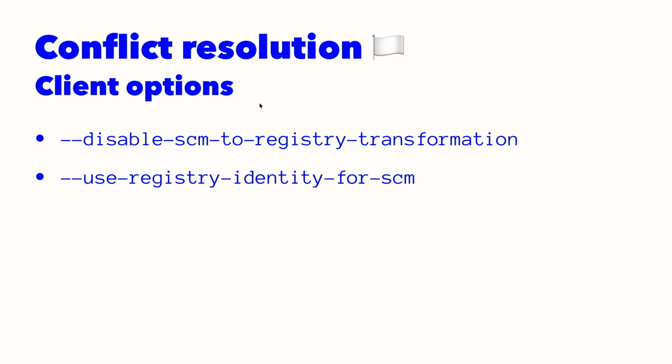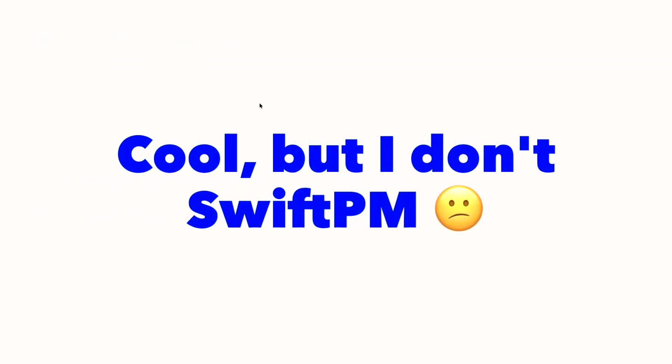The second option that you can pass in is use registry identifier for SCM, which means that it's going to go through the Swift registry, it's going to identify that both packages are the same, and it's going to pick up the one from SCM, which in this case is GitHub. And the third option is replace SCM with registry, which means that it's going to go through the same endpoint, it's going to identify that both packages are the same, and then it's going to choose the Swift registry version of the packages. Cool.